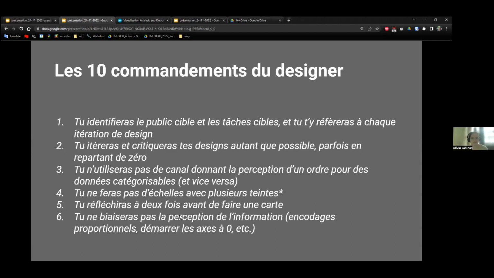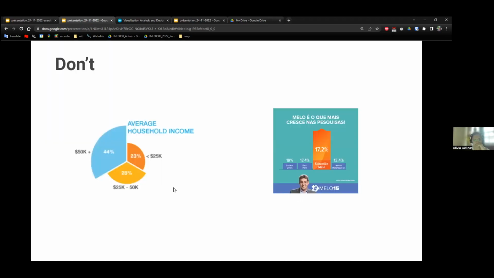Another thing that's quite important is the perception of information, and the use of data. We want to be as honest as possible in terms of the visualization that we're going to make, as well as the message that it's going to carry. So I'm going to give a few examples of this.